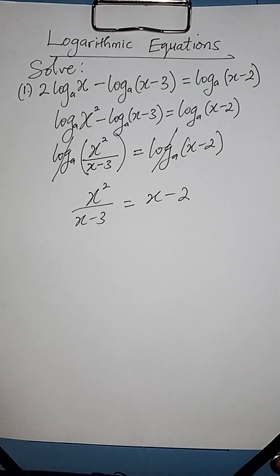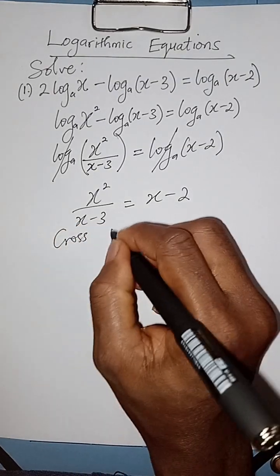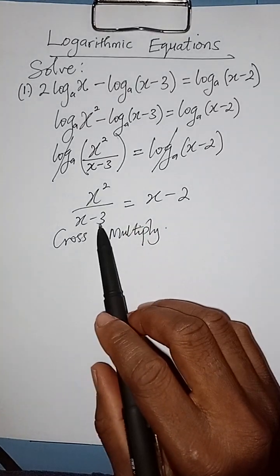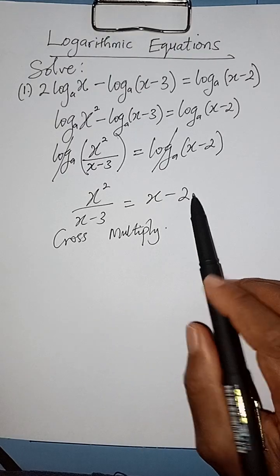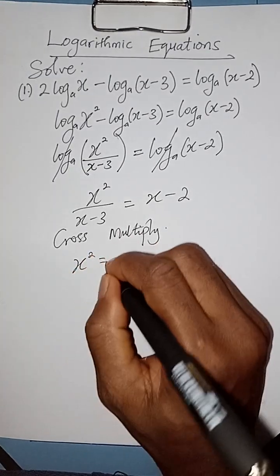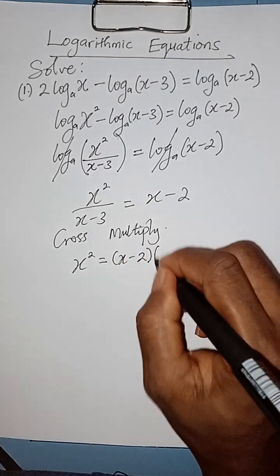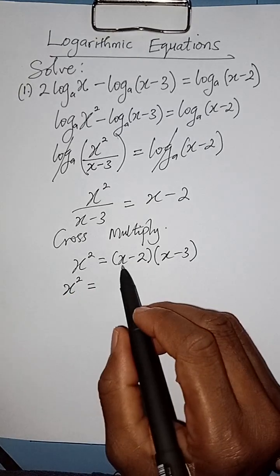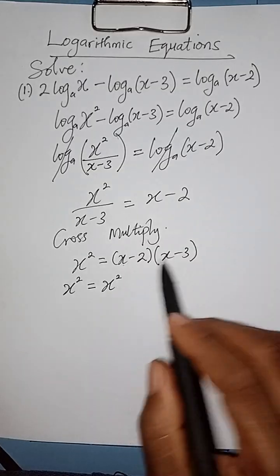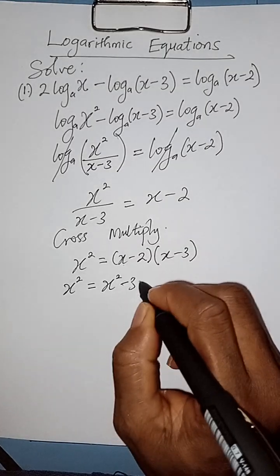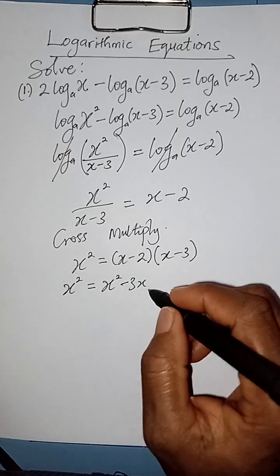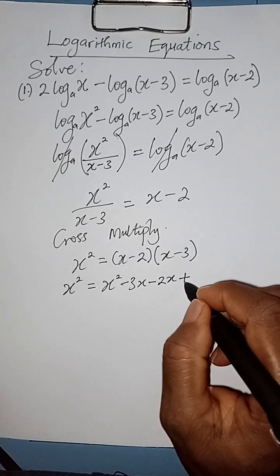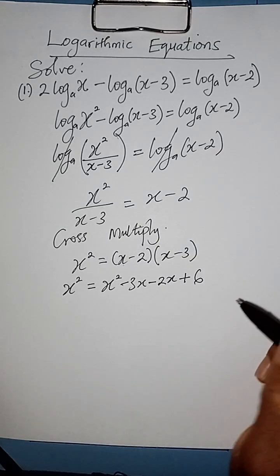And when you have a math like this, what do you do? You cross multiply. To cross multiply means x minus 3 will go and multiply x minus 2. So x squared will be equal to, in bracket, x minus 2 multiplying x minus 3. At this point, you can expand the bracket. x times x, x squared, x times minus 3, minus 3x, minus 2 times x, minus 2x, minus 2 times minus 3, plus 6.